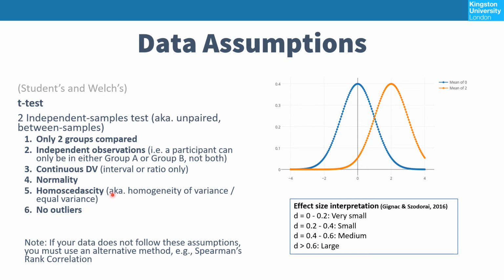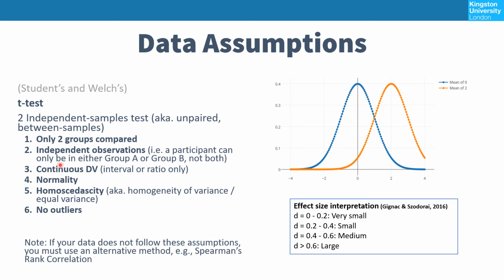Unlike the correlation analysis, this one assumes that the data points come from two separate groups and the observations themselves are independent, meaning that you are only looking at two groups, not more than two, and if participant 1 has a particular data point in group A, they cannot also have a data point in group B.